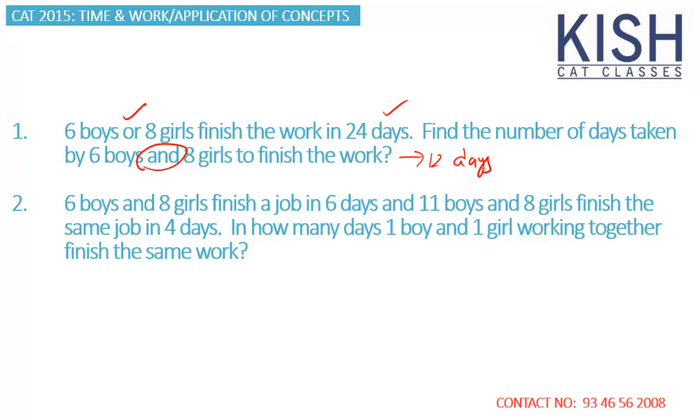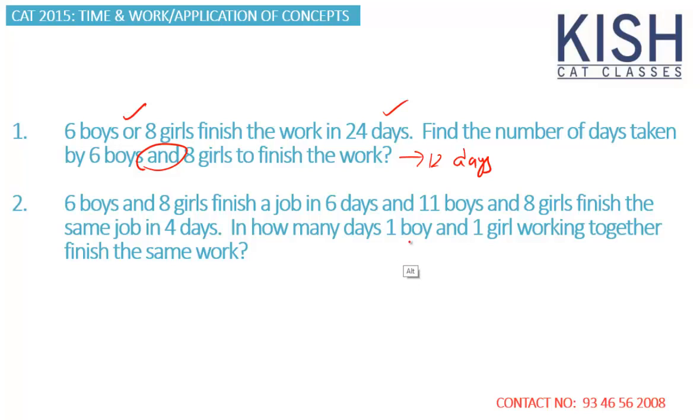Let's solve the next question. 6 boys and 8 girls finish a job in 6 days. 11 boys and 8 girls finish the same job in 4 days. So we have got two different groups and the time taken to finish the same work is different. In how many days do one boy and one girl working together finish the same work?